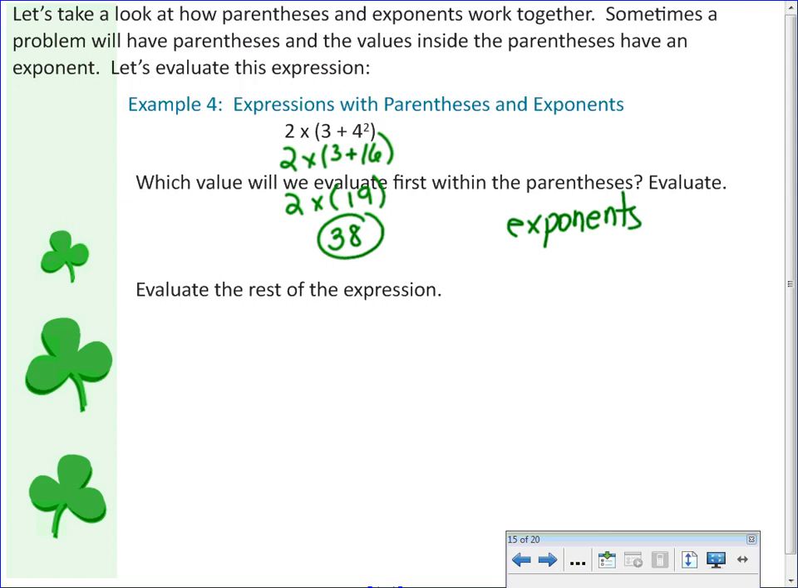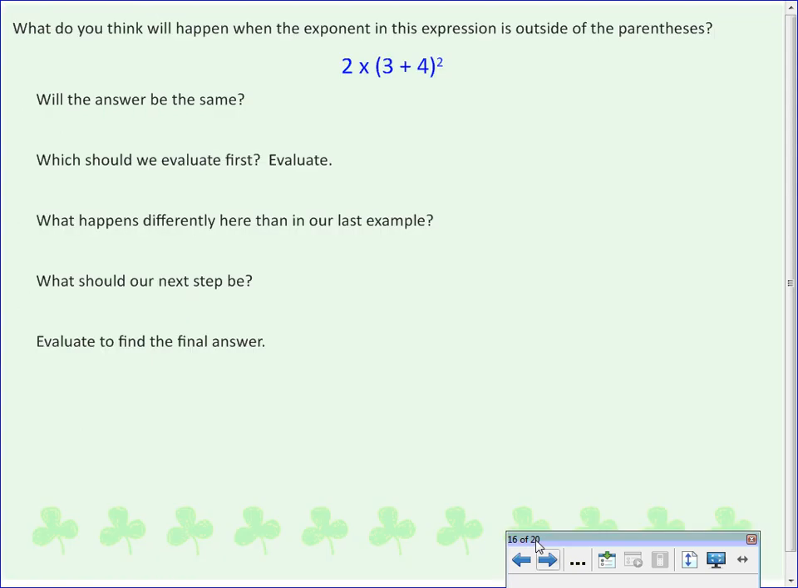Okay, any questions on that? But now look at the next example. This time the exponent is not with the 4. The exponent is now outside the parentheses. So first I still have to do what is inside the parentheses. So 2, so will my answer be the same? No. So what am I going to do first this time? Add, because that's what's inside the parentheses.